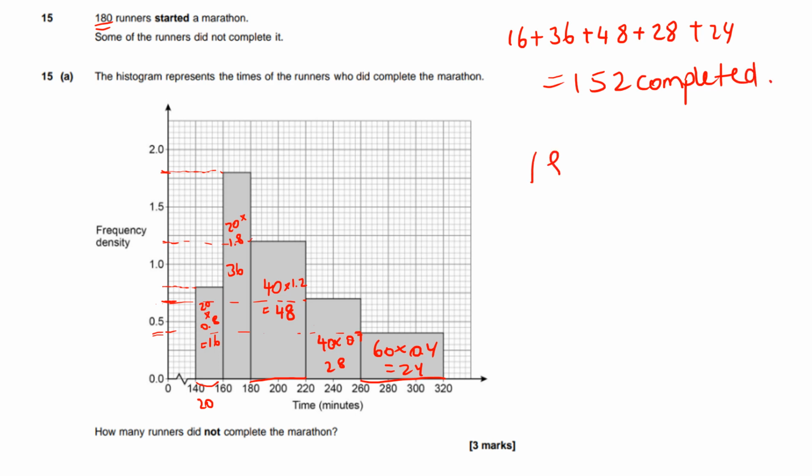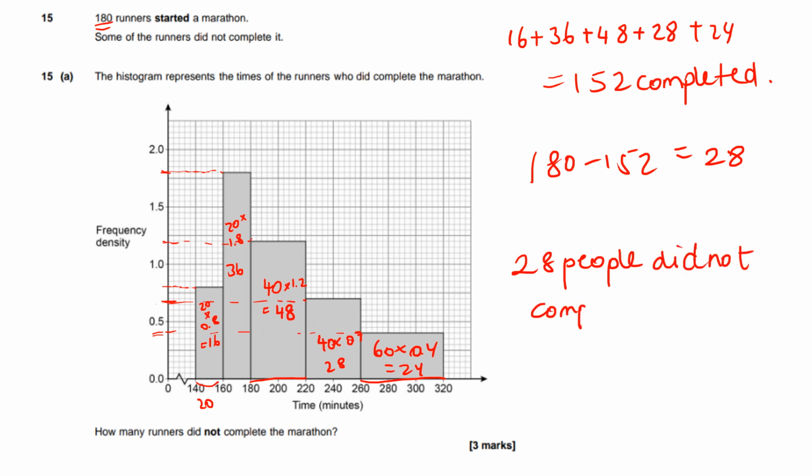So if I do 180 take away 152, which is going to give me 28, I will know that 28 people did not complete the marathon.